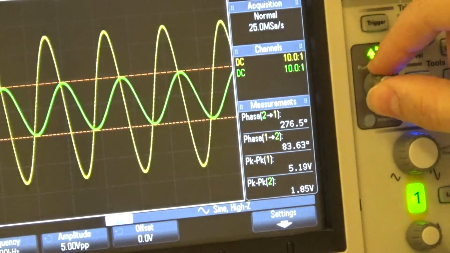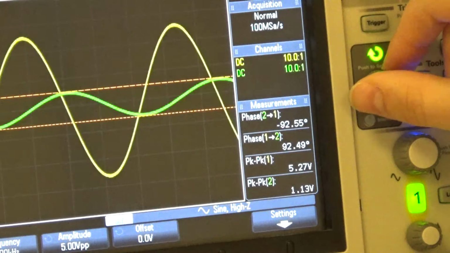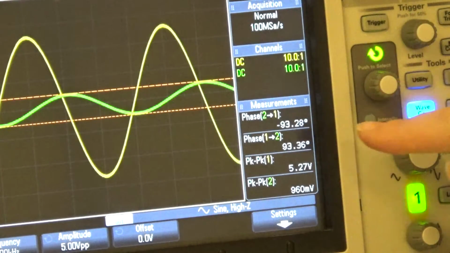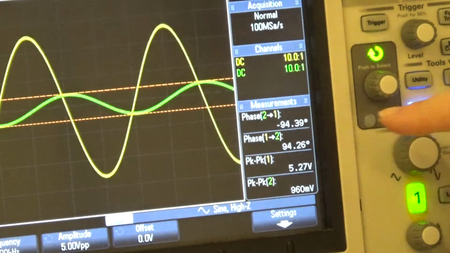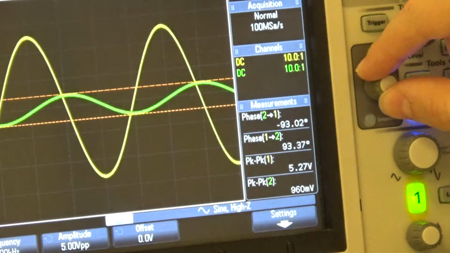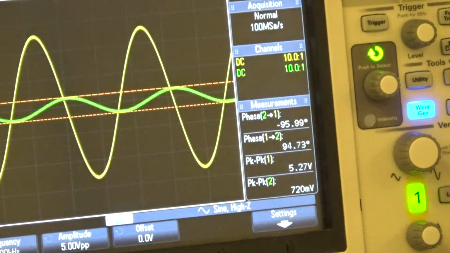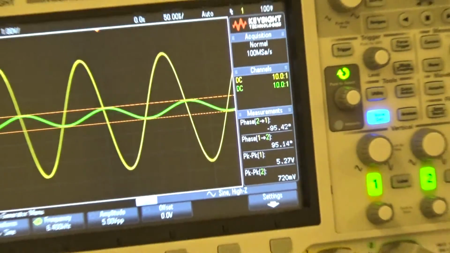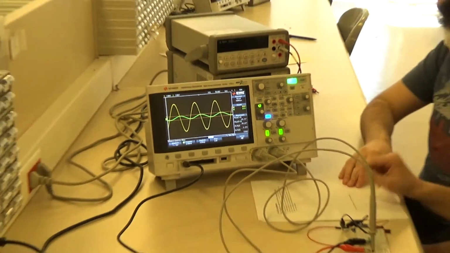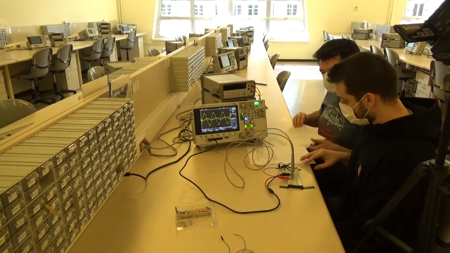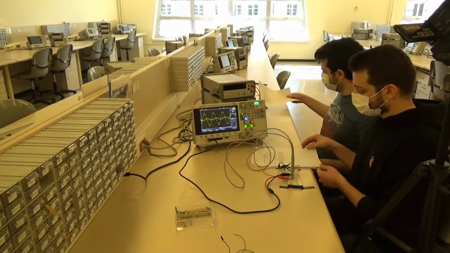Okay. And now we are at 5 kilohertz and the phase is around minus 90 degrees. Now, if I further increase it, it will further increase. This is the phase plot. Okay. And now you can continue with part 2.